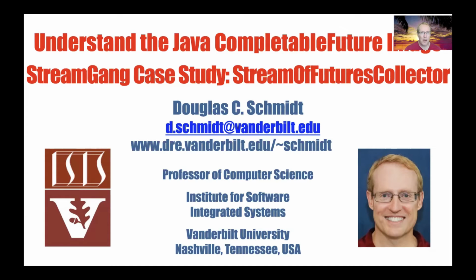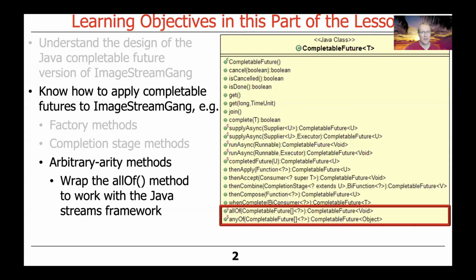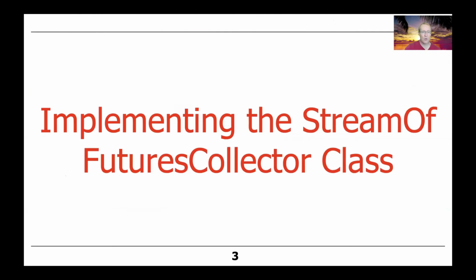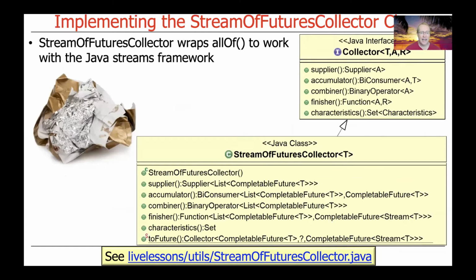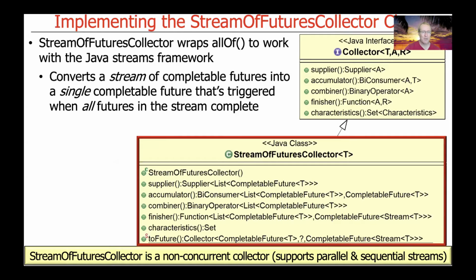So we have just one more part to our discussion of the completable futures implementation of the ImageStreamGang case study, and this is implementing a StreamOfFuturesCollector and then applying that as we've seen in the previous video. So recall that these futures collectors are used to wrap the allOf method so it becomes a lot easier to work with. And as you can see, the wrapper we're going to use here is going to hide a lot of the nasty low-level details that would otherwise be required if we had to write this code directly in our program. What a mess that would be.